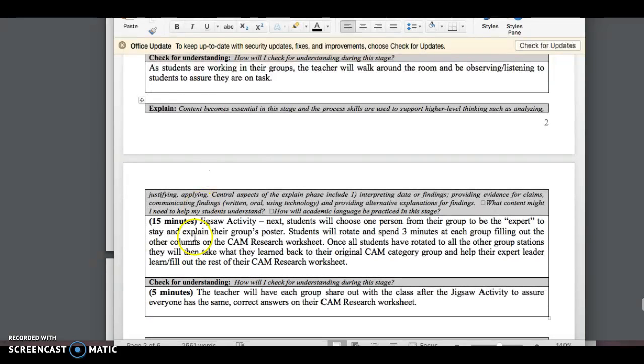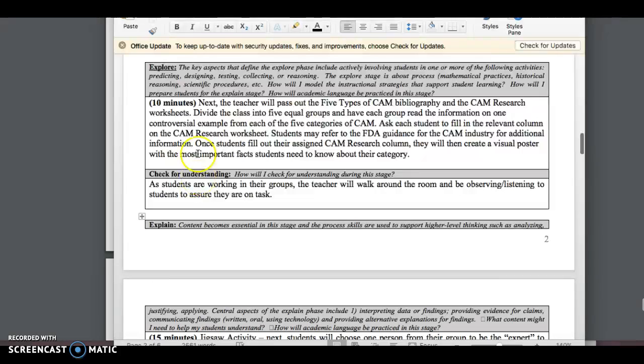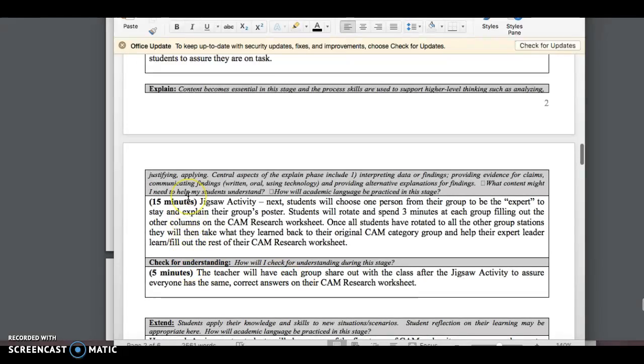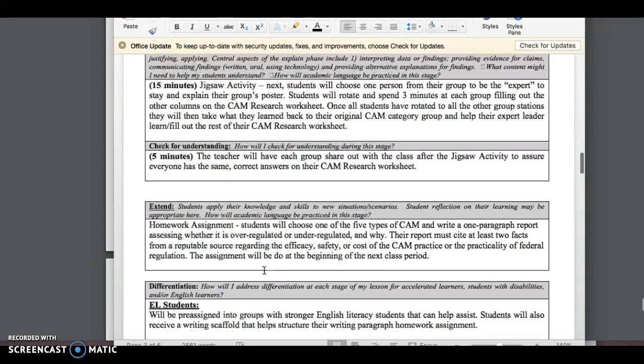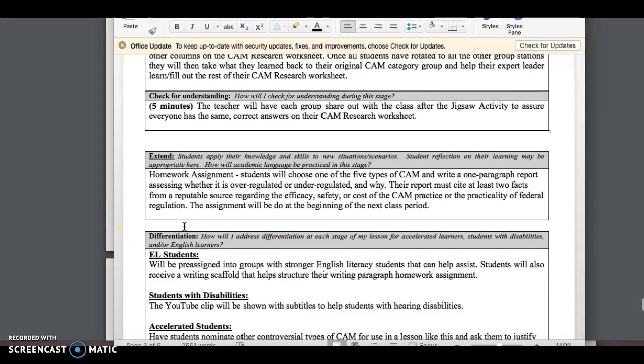And in the explain stage, as you can see, the jigsaw right here. For checking for understanding in the explore stage, the teacher should be walking around the room, observing and listening to students to make sure they're on task. For checking understanding in the explain stage, the teacher will have groups share out at the end of class after the jigsaw activity to make sure that everyone has the same and correct answers on their CAM research worksheet.